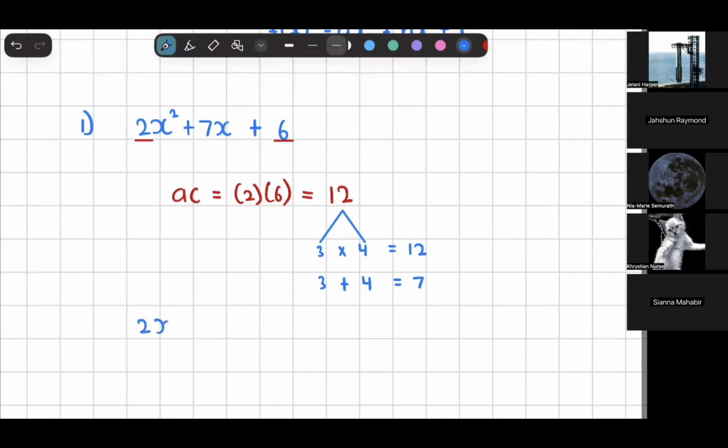So originally we had 2x squared plus 7x plus 6, and we could let this be equal to f of x. I'm just letting it be equal to f of x because f of x is a function. It's just the notation for the function. So I could rewrite f of x as 2x squared, and somebody, instead of writing 7x, what could I split up 7x into? Think about it. 3 and 4, sir. Excellent.